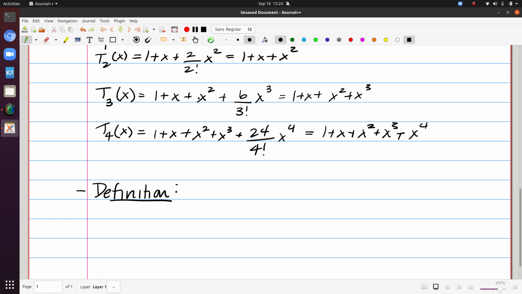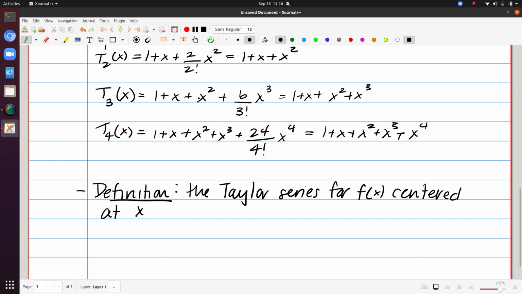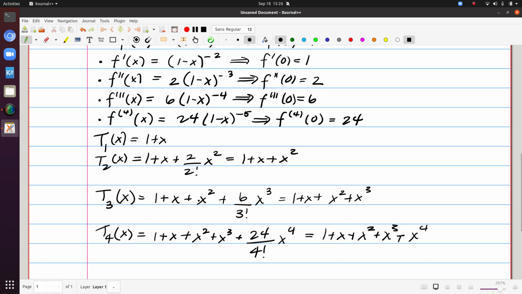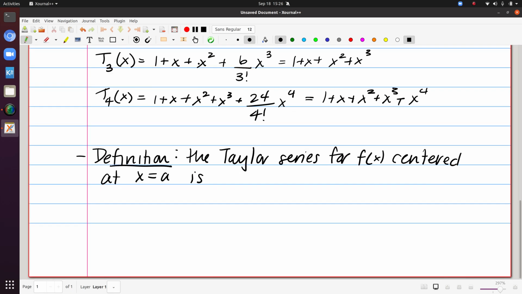So when we talk about the Taylor series for a function f of x, once again, we have to specify a center. So if I say it's the Taylor series for f of x centered at x equals a, I'm going to write exactly my sigma notation for the Taylor polynomial, but instead I'm going to make it an infinite sum. So this would be the sum from 0 to infinity of the kth derivative of function f evaluated at a over k factorial times x minus a to the k.